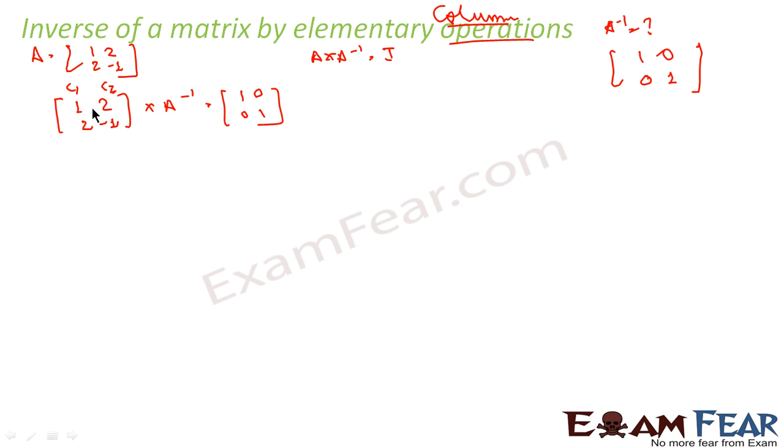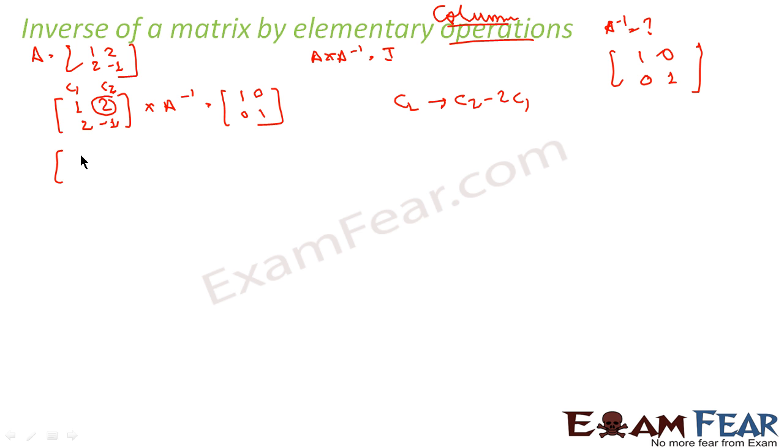I can try changing this. So let me try changing this. To change this, I have to make it 0. Let's suppose I say C2 is C2 minus 2C1. So this becomes 2 minus 2, 0. This guy is changed, but this guy is not impacted. You see, this guy is not impacted. This guy is impacted. So what I can say is C2 is nothing but C2 minus 2C1.